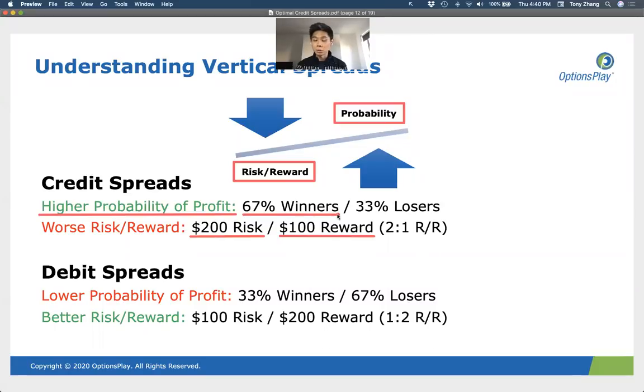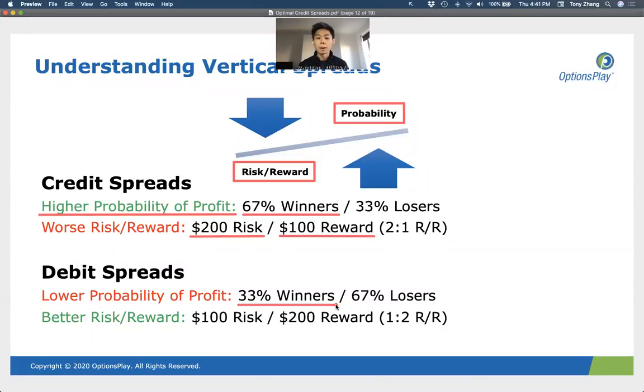Subsequently, when you buy options, when you're using debit spreads, what you have are really low probability of profits. A lot of investors will say, well, something has 33% probability of profit. I'm not interested in that, because they're thinking to themselves, well, if I lose 2 out of 3 trades, I'm never going to make money. But what they don't realize is the trade-off with that.